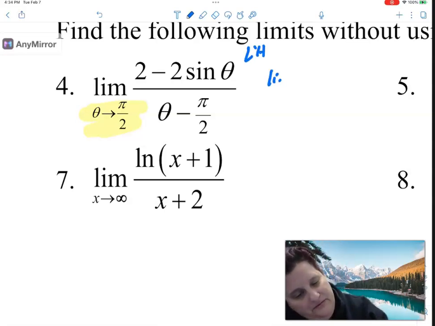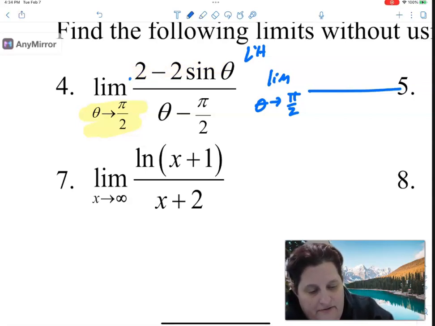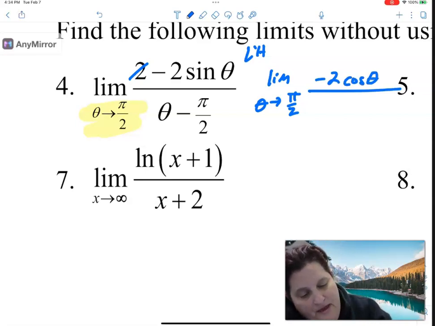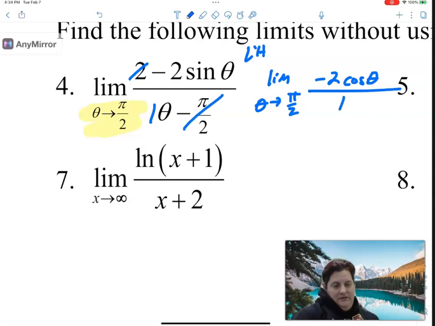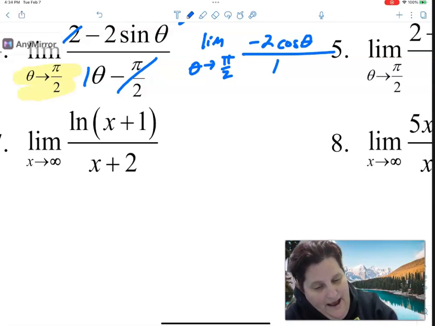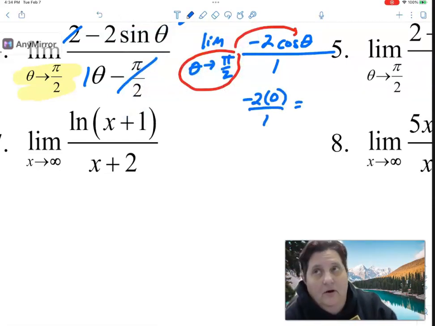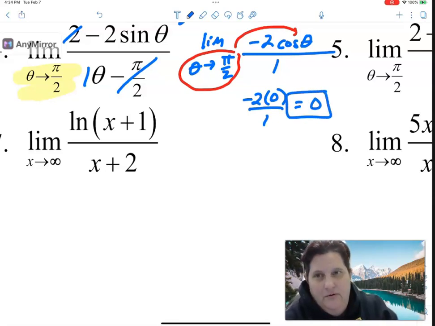Okay, which is going to say, I'm going to do the limit as theta approaches pi over 2. And when I take the derivative of the top, you guys, the derivative of 2 goes to 0. The derivative of sine is cosine. And when I take the derivative of the bottom, the derivative of theta is 1 and the derivative of a constant is 0. Okay, so I get that. Now when I plug it in, the cosine of pi over 2 is 0. So now at this point, I can go ahead and plug this in and I get -2 times the cosine of pi over 2, which is 0, over 1, which just gives me 0.